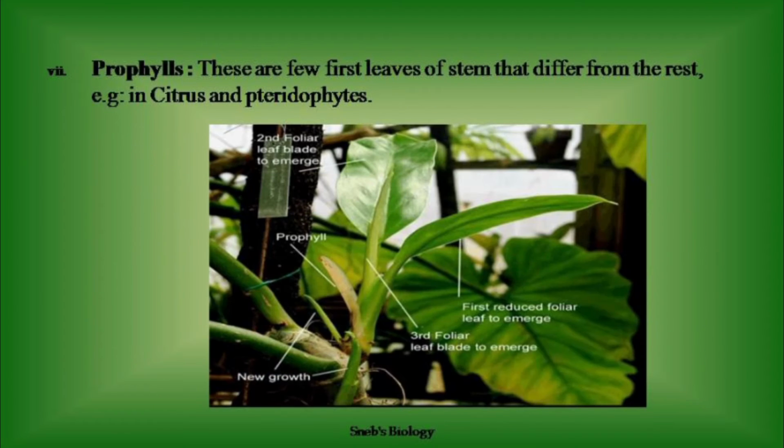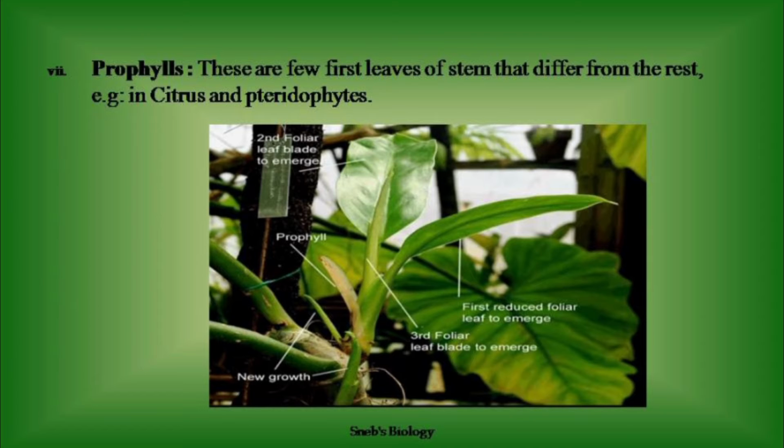The last one is prophylls. The prophylls are the first leaves of the stem. When the plumule emerges from the seed, it gives rise to the tiny apical bud and two tiny leaves arise. These first two tiny leaves are called prophylls. So the prophylls differ from the rest of the leaves, for example, in the case of citrus and pteridophytes.